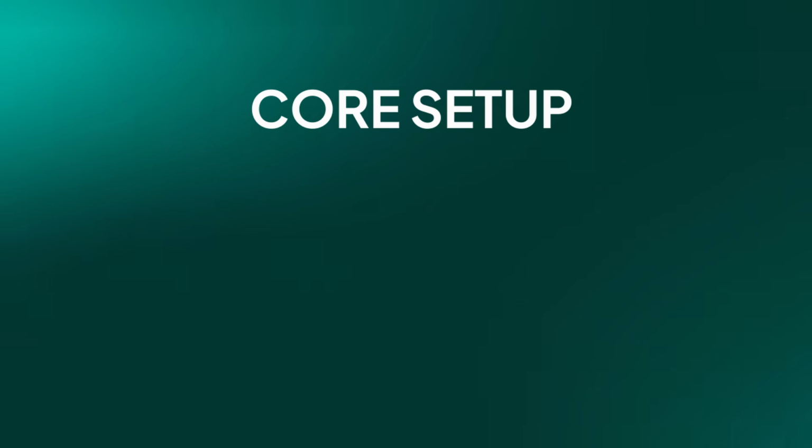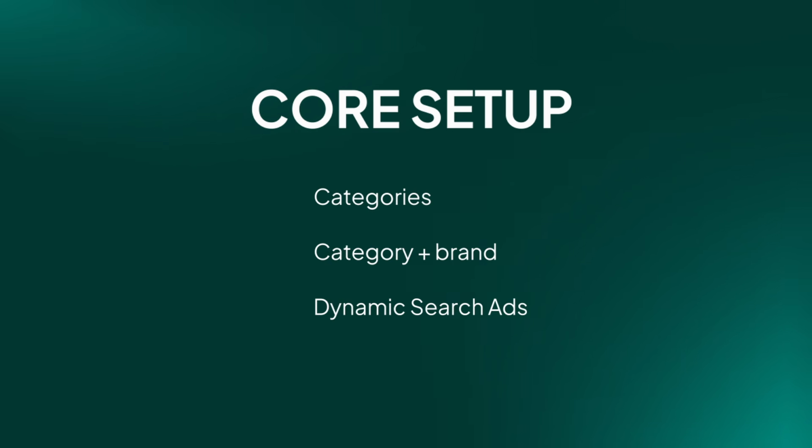Here towards the end, I just want to show you first the core setup, and then I want to show you a couple of accounts. If we go into the core search structure setup that we have, the core setup is category keywords, then category plus brand keywords, and then dynamic search ads. 80 to 90% of the volume that we have in most accounts when it comes to the first try with search is from these 3 campaigns.